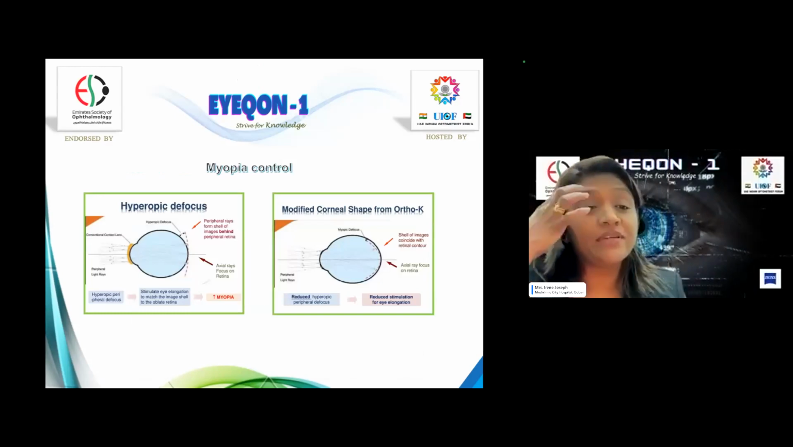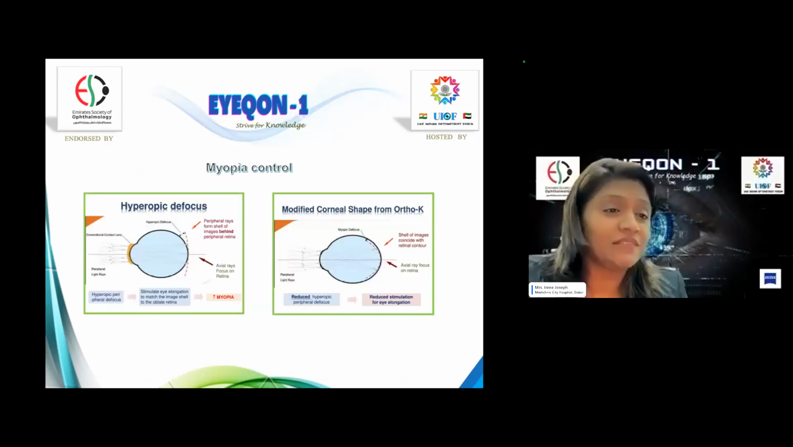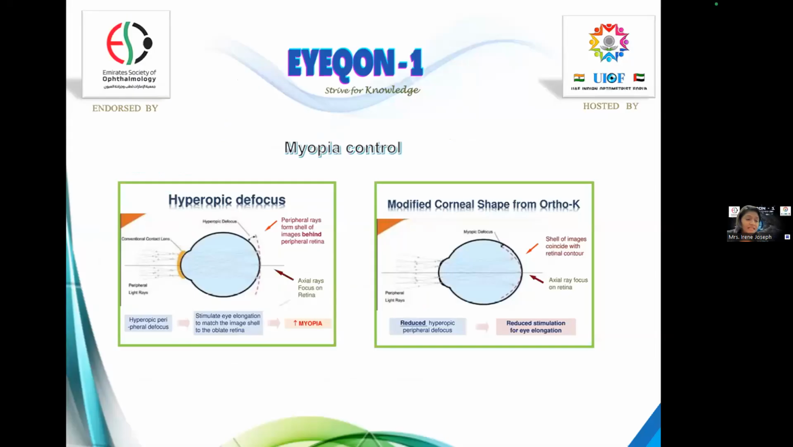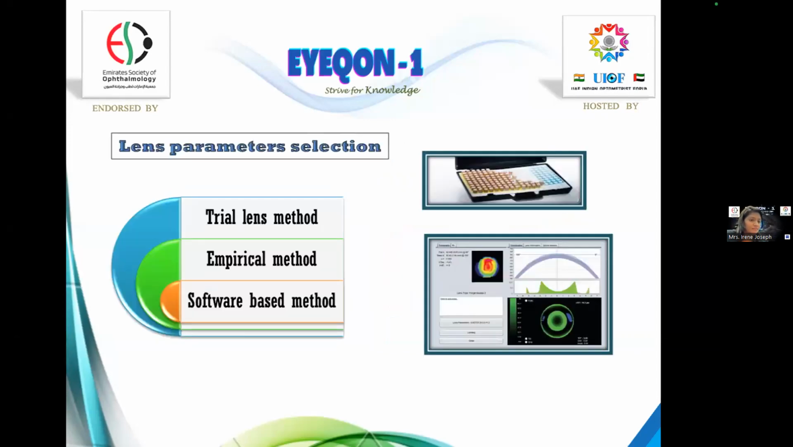And how myopia control happens. Riz has already covered in much detail the hyperopic defocus being corrected. It's the same principle for the ortho-K lenses, where in the soft lenses, the lens gives the shape so that myopic defocus is created in the periphery of the retina. Whereas here the ortho-K lens creates that shape on the cornea itself so that the myopic defocus is created. And hence it eliminates the hyperopic defocus, which drives axial elongation.